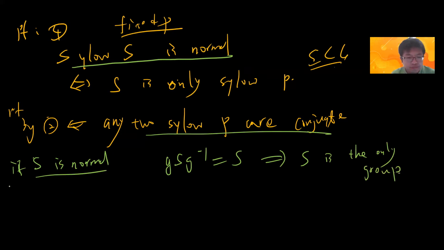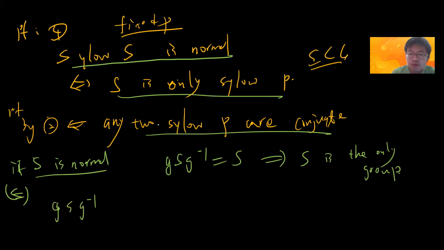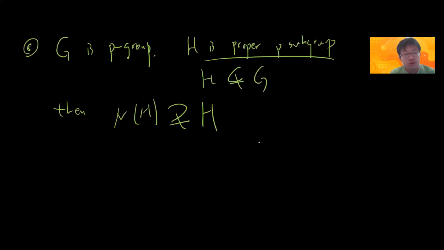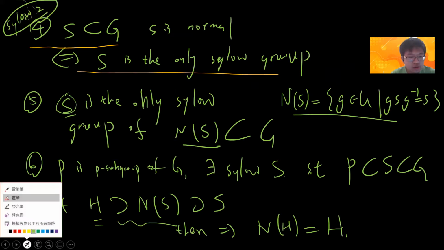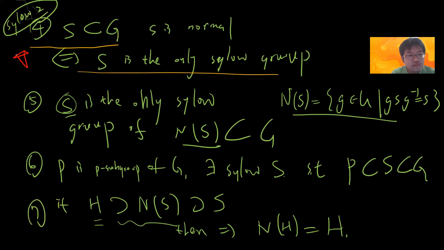Okay. And also the other direction: suppose S is the only Sylow group, then G S G inverse will be another Sylow group. But S is the only one, right? So this must be S. So S is normal. Obviously this is just the second Sylow theorem. So it's somehow exactly the same. Okay, so we just proved it.